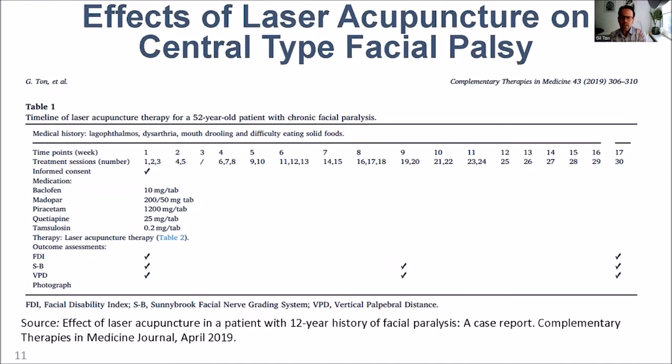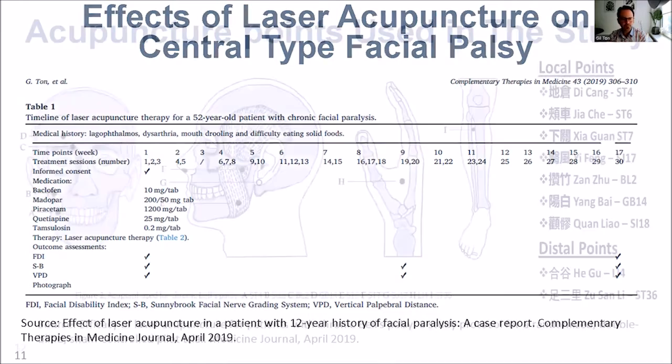Okay, when the patient had the car accident, when it all started 12 years ago, he was treated with Chinese medicine, mainly acupuncture treatment and Chinese herbal medicine. He was given physiotherapy and rehabilitation treatments. So the patient had a long history of treatments, and it didn't improve his facial paralysis complication.